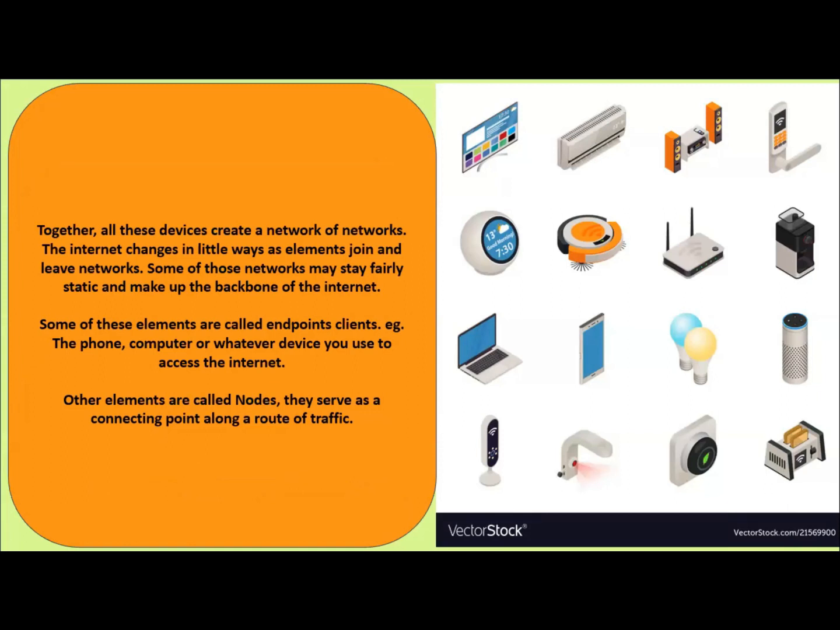Together, all these devices create a network of networks. The internet changes in little ways as elements join and leave the networks. Some of these networks may stay fairly static and make up the backbone of the internet. Some of these elements are called endpoint clients. For example, we have our phones, the computer, whatever devices we use to access the internet. These are called what? Endpoint clients.